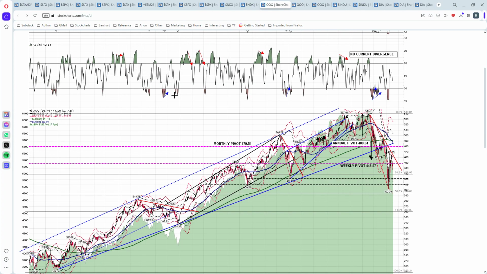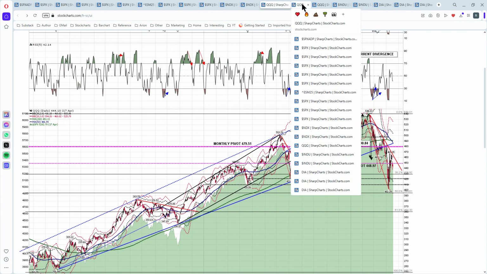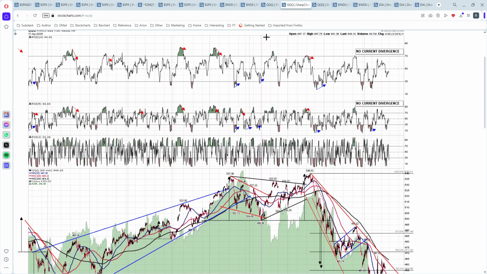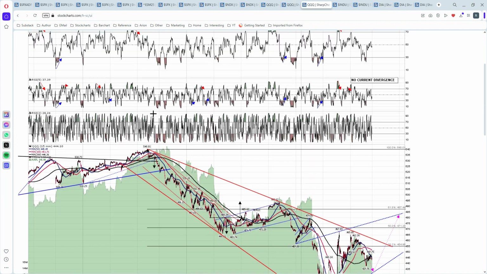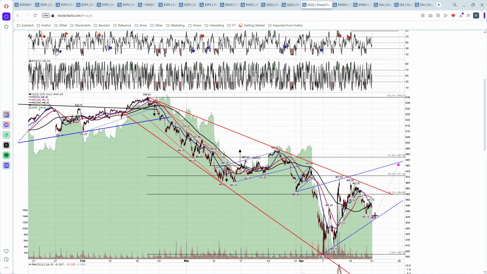Looking at the Qs, pretty much the same. Decent resistance at the daily middle band, which has held for 3 days so far. I'd be looking for that to break a bit. If we were to see these flags form, we'll see. No divergence on the hourly chart there too. On the 15-minute here, again, I've drawn in a slightly lower low here, and then higher.